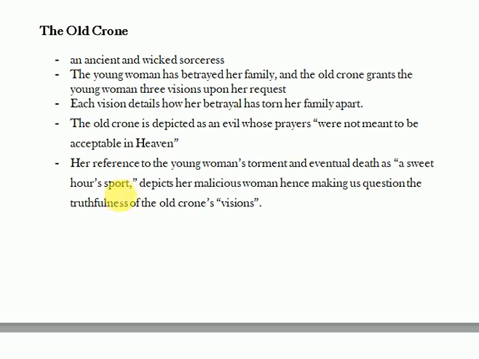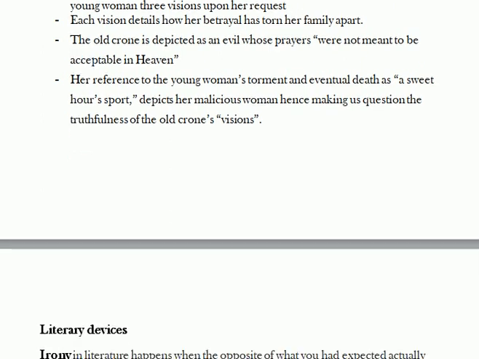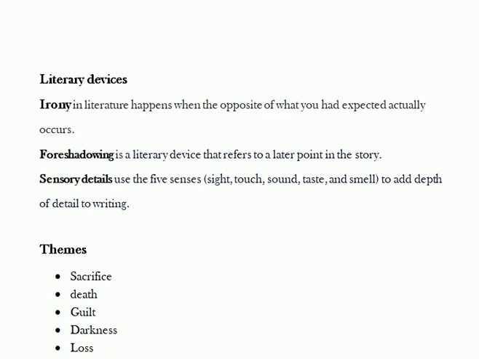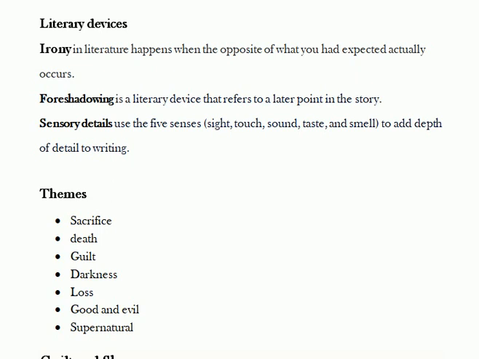These phrases, which I have put in inverted commas, are directly taken from the text, and they are important because the old crone called the young woman's death a "sweet hour's sport," which depicts her malice and also makes us question the truthfulness of the visions that she had shown to the young woman, whether they are truthful or not. There are various literary devices which are sparingly used by the author in the present text.